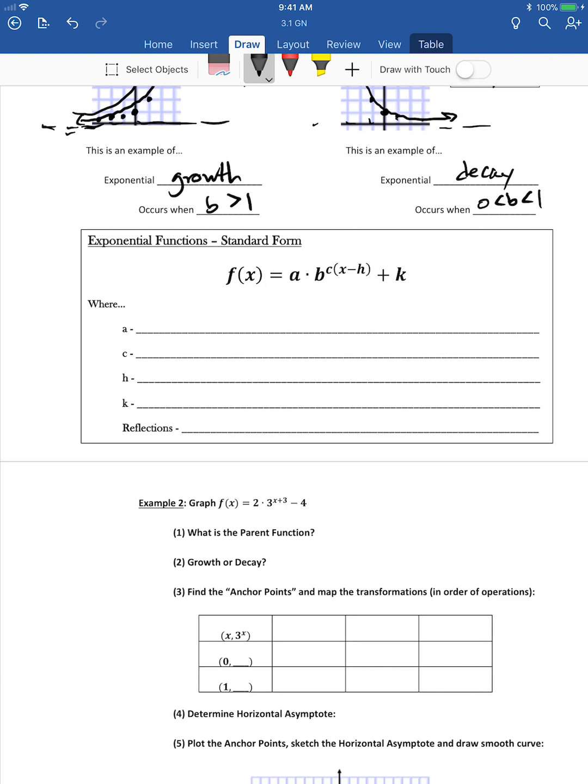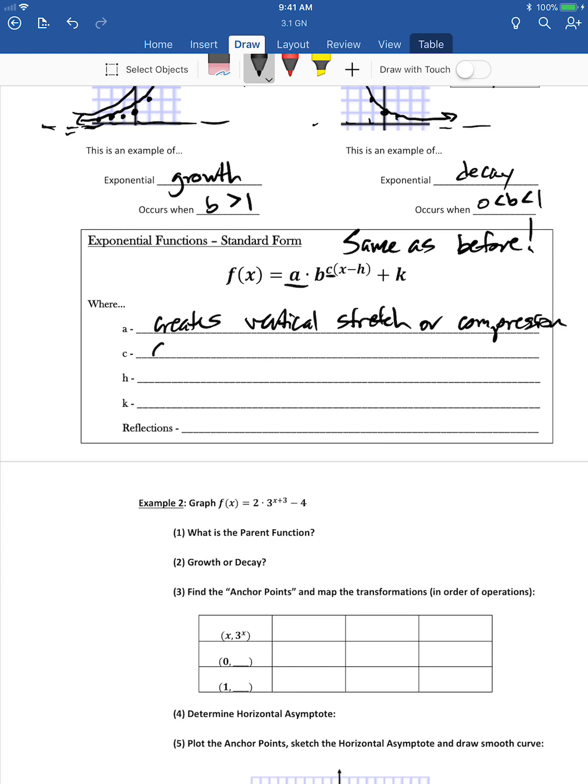We can also talk about transformations of exponential functions. Luckily, these are the same as before. You'll notice our letters are all the same. Our A out in front will create a vertical stretch or compression. If it's outside the parentheses, it affects y, and we do what it tells us. C, well, that's with x, that'll create a horizontal stretch or compression. But it's with x, it would be inside the parentheses, so it's lying. We do the opposite of what it tells us.